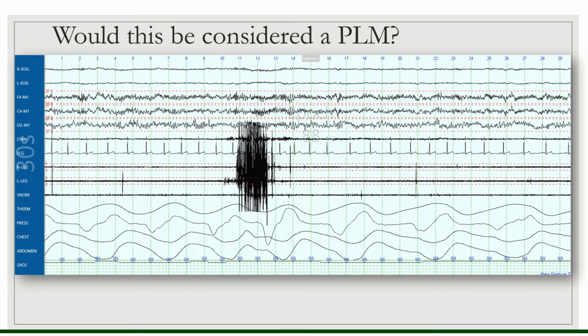All right, do you think this would be considered a periodic limb movement? No, again, we have alpha waves.